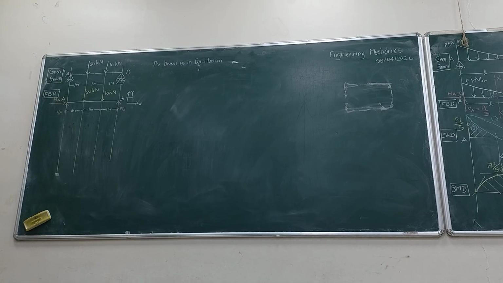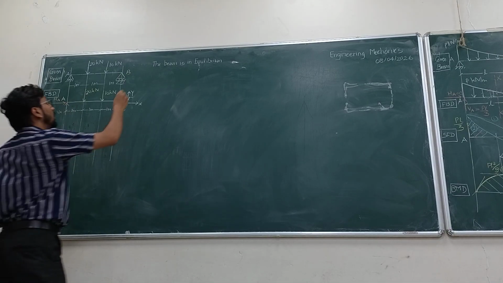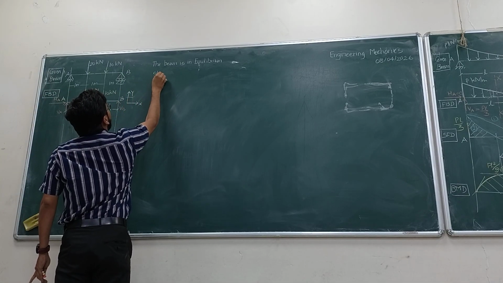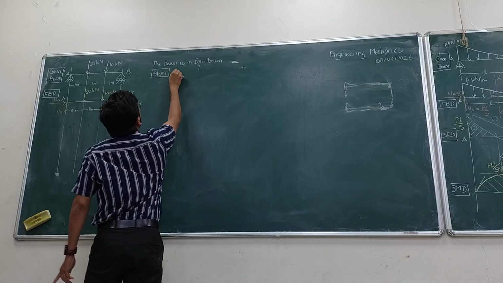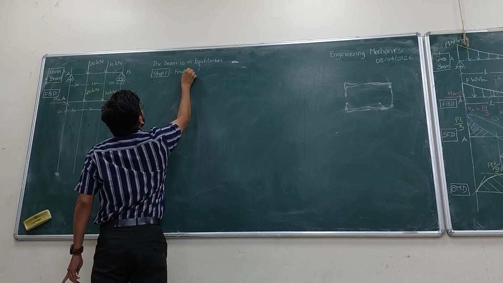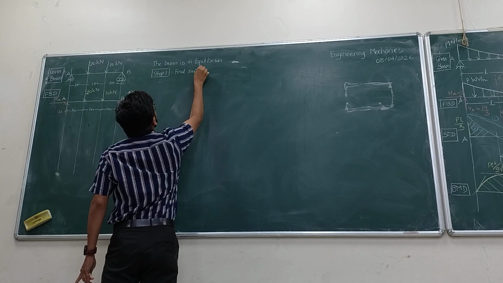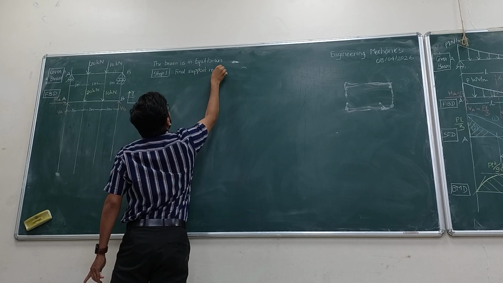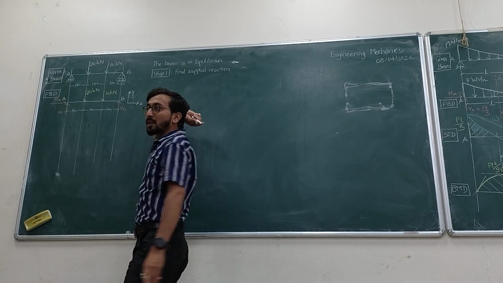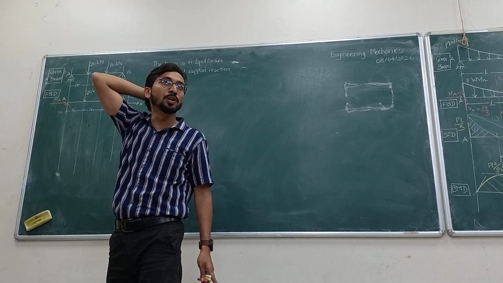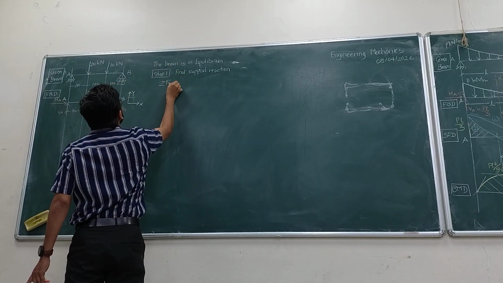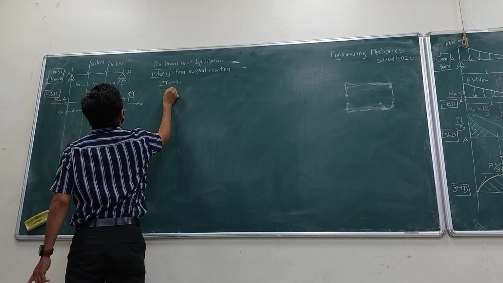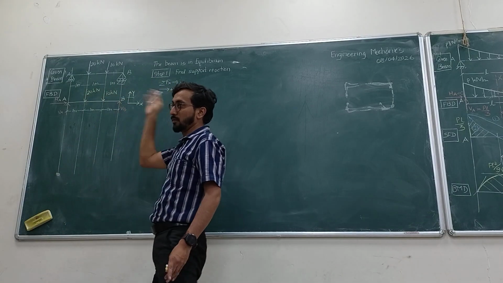So next time when you are revising, you should read it step by step. Step 1. What is the step 1? Find support reactions. The beam is in equilibrium. So how many equations of equilibrium you can use? 3. Summation Fx is equals to 0. Rightward force if I take positive.